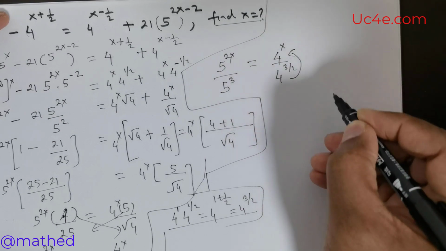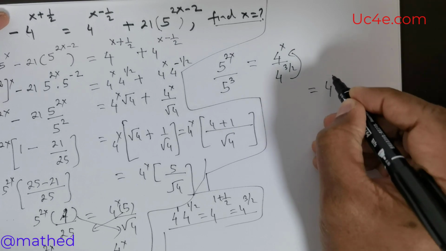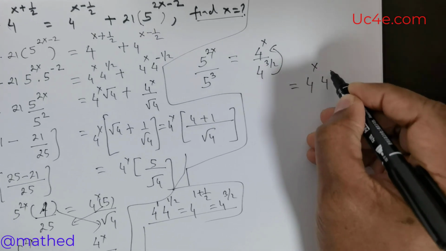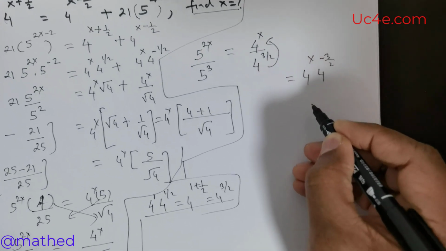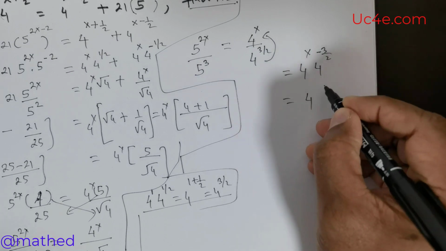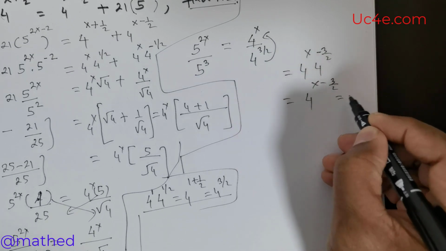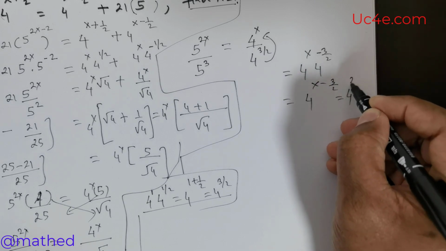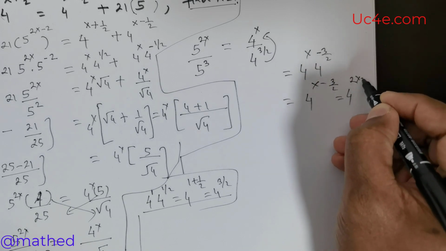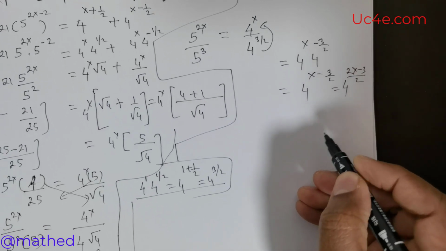Now we can move this to the numerator. This is going to give me 4 raised to the power of x times 4 raised to the power of 3/2 with a negative sign, which can be further rewritten as 4 raised to the power of x minus 3/2, which is nothing but 4 raised to the power of (2x minus 3) divided by 2, right?